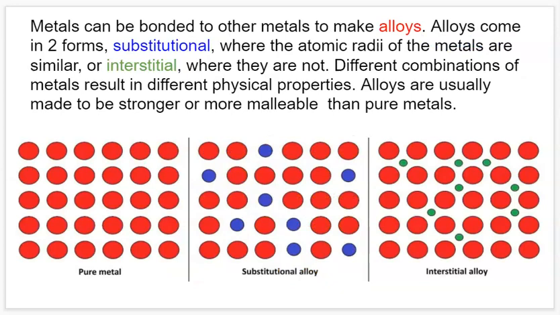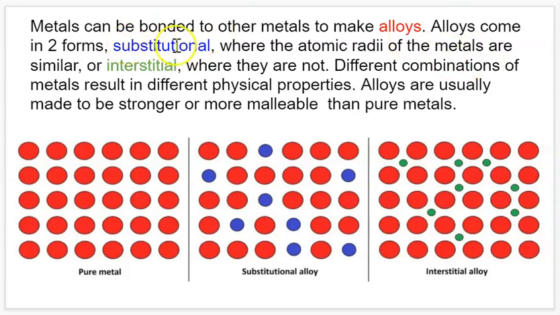So, a lot of metals are usually a solid element, meaning one type of atom, but different metals can be combined to make what are called alloys. So an alloy is when you blend two or more types of metal together to make one single structure. And these alloys can come in two different forms.